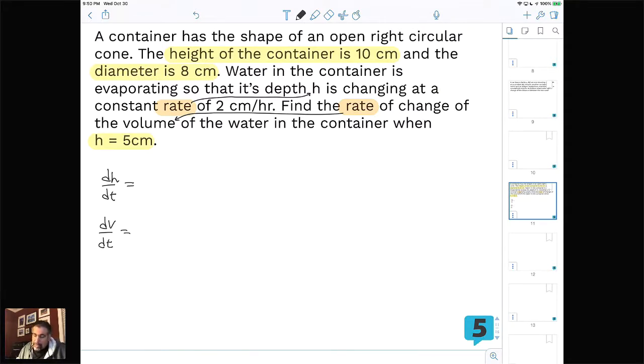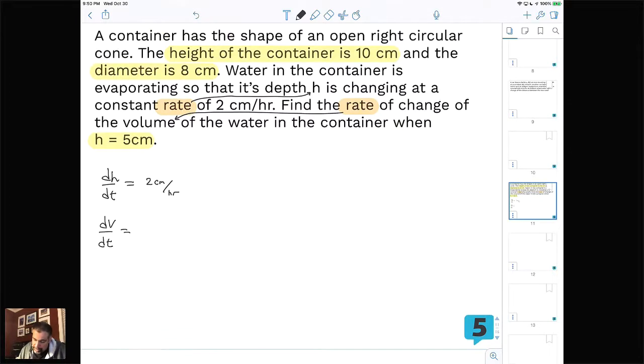So in this example, dH over dt, it's changing at a constant rate of 2 centimeters per second. So we know dH over dt is 2 cm per second. When I go to the dV over dt, that's the one we're trying to find. So I know that's the question mark.